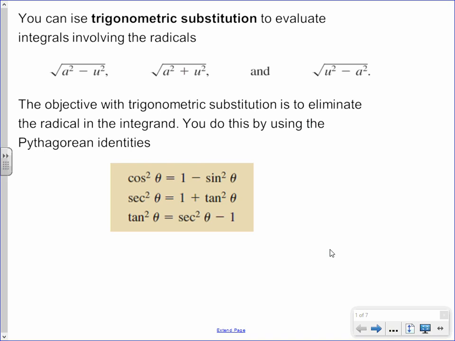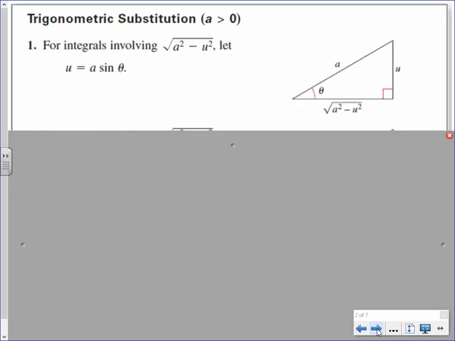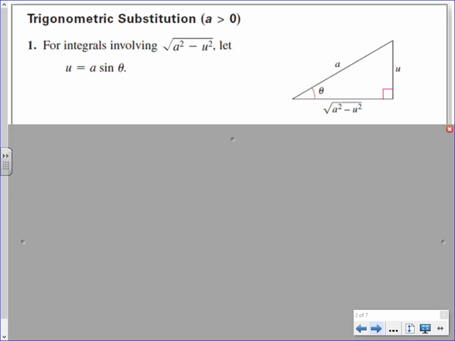These are going to be on the next slide. I want to tell you when we have each of these cases which kind of substitution we are going to do. First one: if we have a squared minus u squared, then u can equal a sine theta.